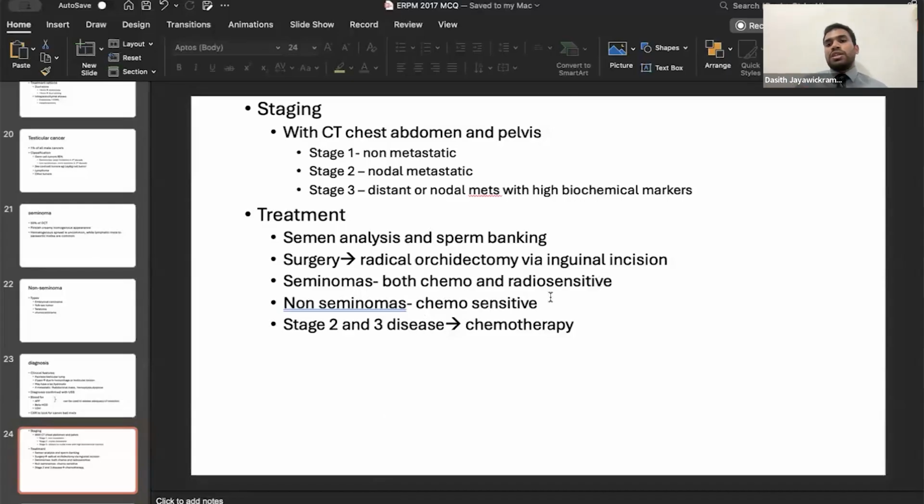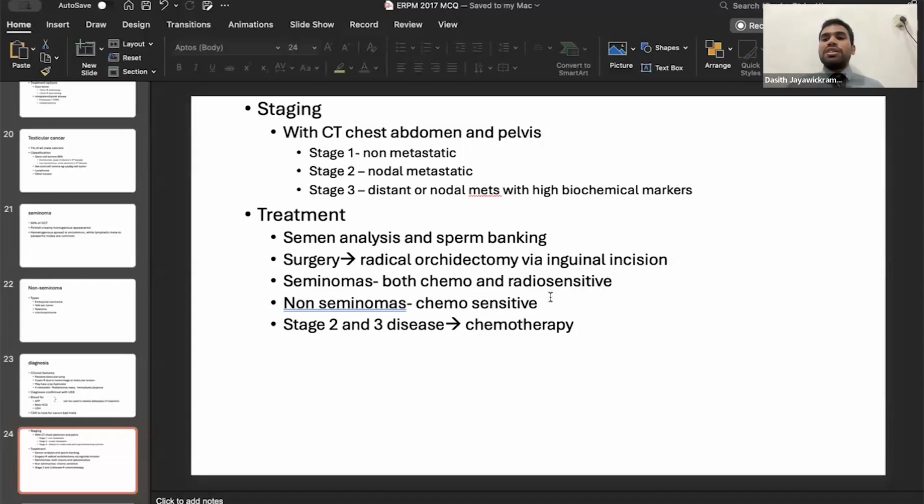We use an inguinal incision, not a scrotal incision. It's an inguinal incision. Why is that? Because the lymphatic drainage of the scrotal skin is different from that of the testis. The testis drains to the para-aortic lymph nodes, but the scrotal skin drains to the inguinal lymph nodes. So if we breach the scrotal skin and take off the testis, then there will be tumor seeding into the scrotal skin, and this will metastasize into the inguinal nodes. So it is absolutely mandatory that we don't do that.